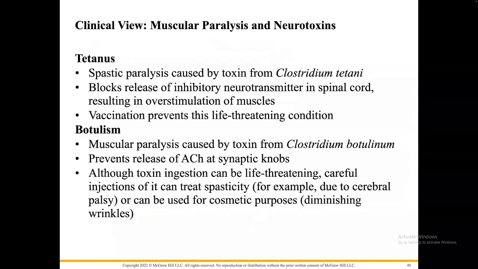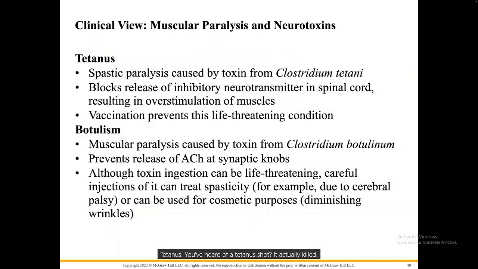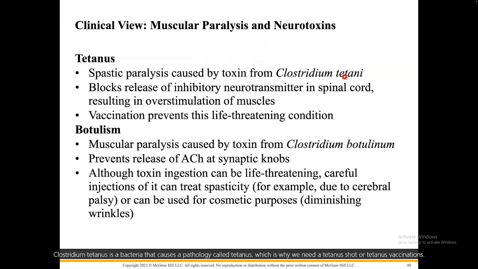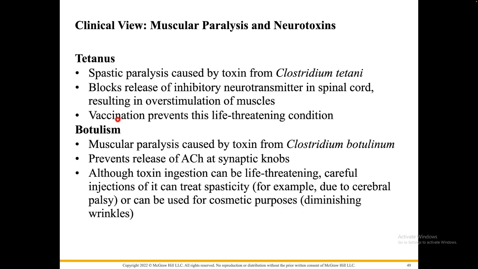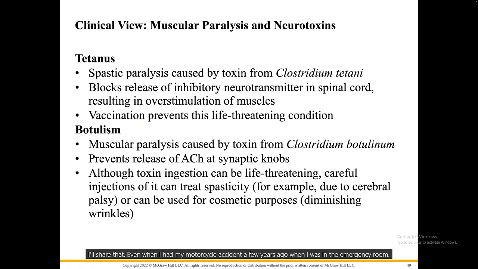A couple of pathologies that go with this. Tetanus. You've heard of a tetanus shot. Clostridium tetani is a bacteria that causes a pathology called tetanus, which is why we need tetanus shots or tetanus vaccinations. I'll share that even when I had my motorcycle accident a few years ago, while I was in the emergency room, not right away, right? They're making sure I was alive and that there were no broken bones or internal bleeding. But within that emergency room visit, they gave me a tetanus shot, and they were just saying that you need one every 10 years, and we find that people my age haven't had them in a while.